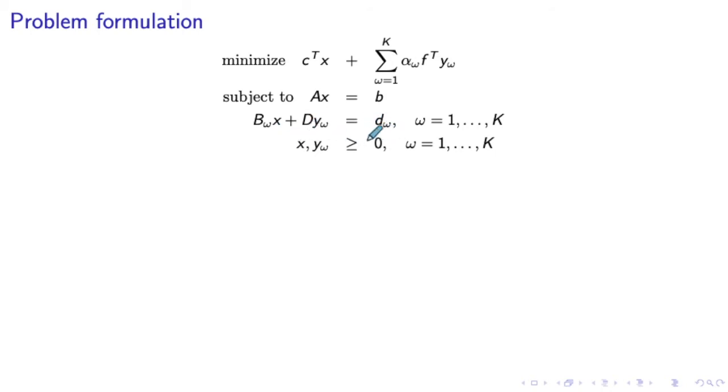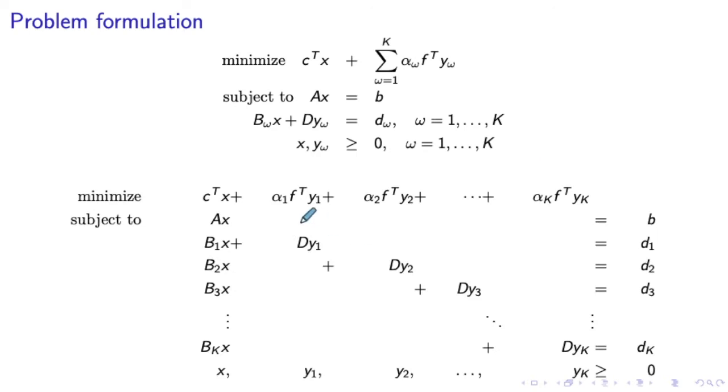And these constraints are specified for every scenario. And finally, we have the non-negativity of all the variables. If we expand this formulation, here is how it is going to look. So we have a clearly defined block structure in this problem.